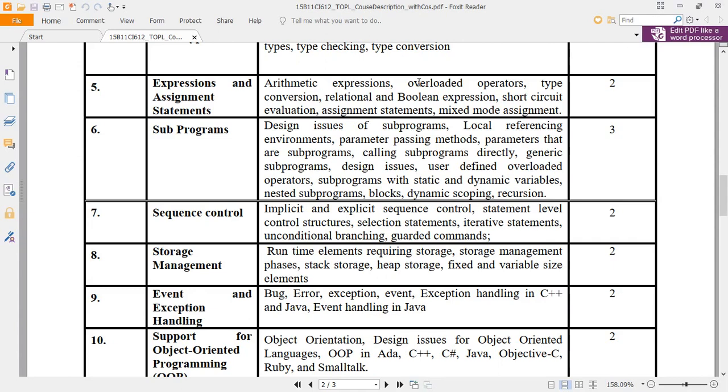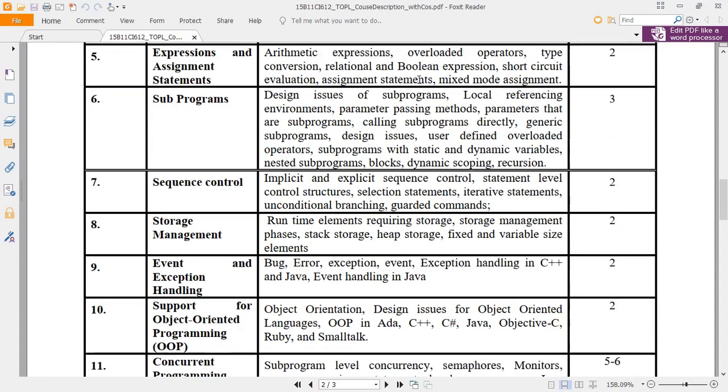Next, we move on to the event and exception handling. In this, what is meant by error, what is meant by bug? Bug means which is nothing but the error that is arised after the execution of the program. Error is nothing but it is a defect that caused at the time of compilation. Then exception is an abnormal condition which arises during the execution of the program. Event means something happened at a particular point in time. Exception handling, how these particular exceptions are handled in C++, Java, and in case of Python programming we have seen.